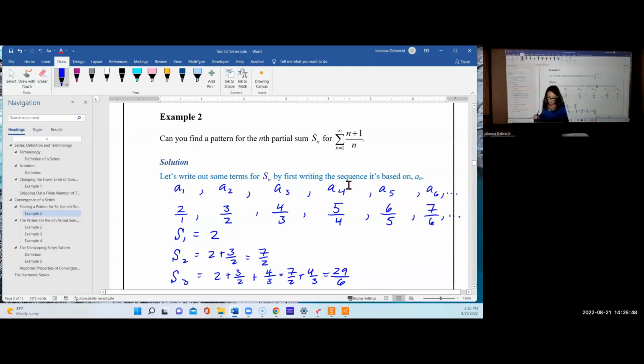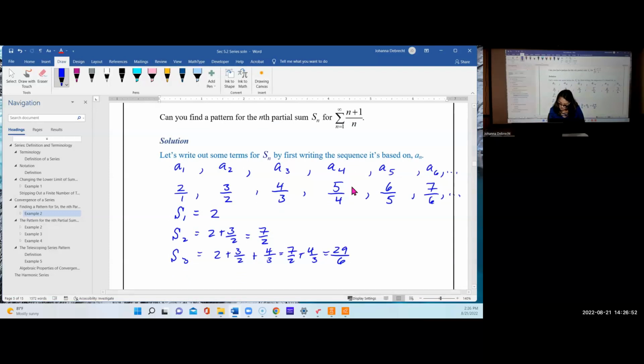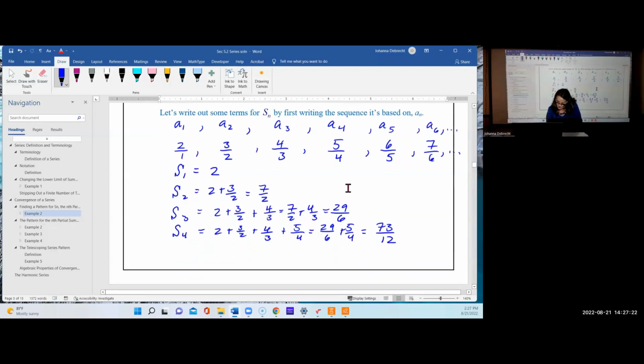Now, you may have to take a little bit of time to prove that those are in fact correct. Let's write down at least another couple. S4 is going to be 2 plus 3 halves plus 4/3 plus 5 over 4, which is 29 over 6 plus 5 over 4, which turns out to be 73 over 12 when you reduce it to lowest terms. So I'm getting different values coming up. In this fashion, I can complete S5, which gives me 437 divided by 60. And I could even do S6, the sum of the first 6, which would give me 169 over 20 when I reduce the fraction.